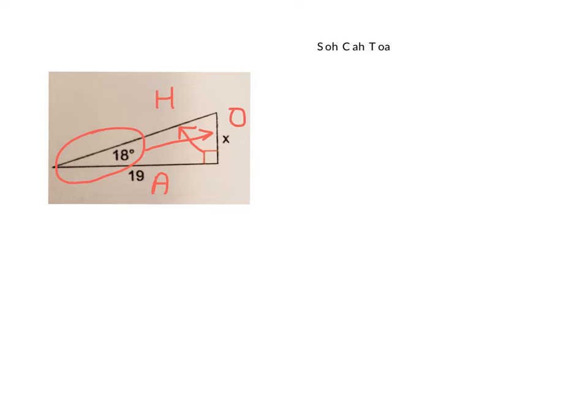And our next step before we can set up the equation is to choose the correct trig function. So let's look at what the problem gave us. The problem said we have an adjacent, which is 19, and an opposite, which is x. So we're going to pick the trig function that has O and A in it. Sine does not have O and A. Cosine does not have O and A. So we are going to use tangent.